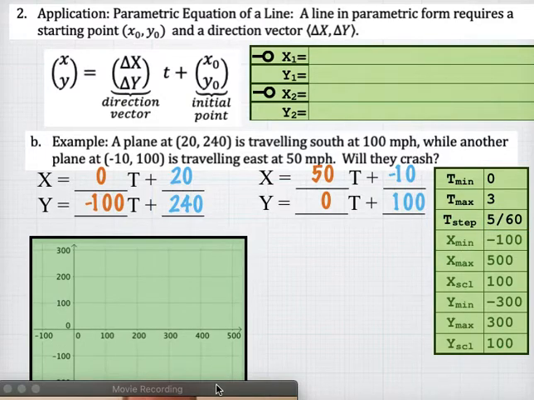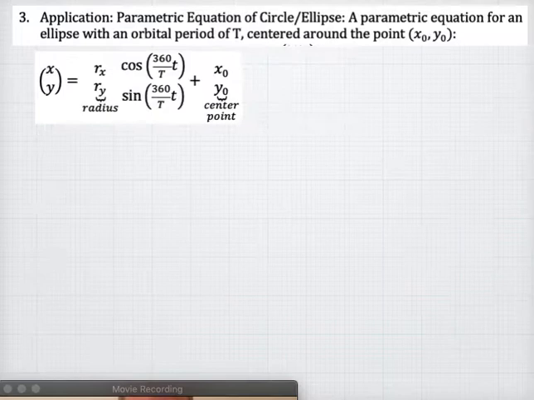So I'm going to let you guys try to make that graph, but spoiler, the planes don't crash. They're never in the exact location at the same time, but if you just looked at their paths in the sky, it might look like they did.